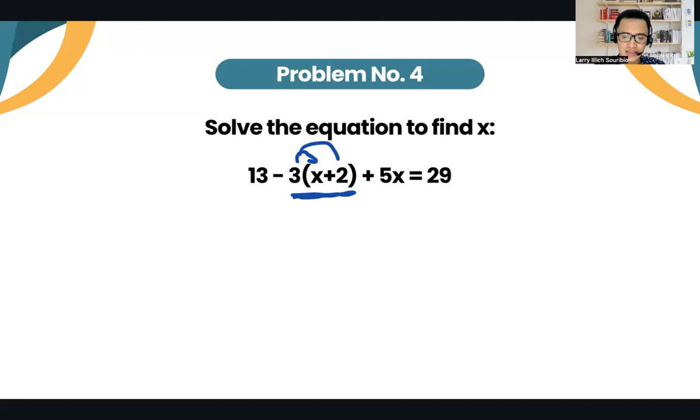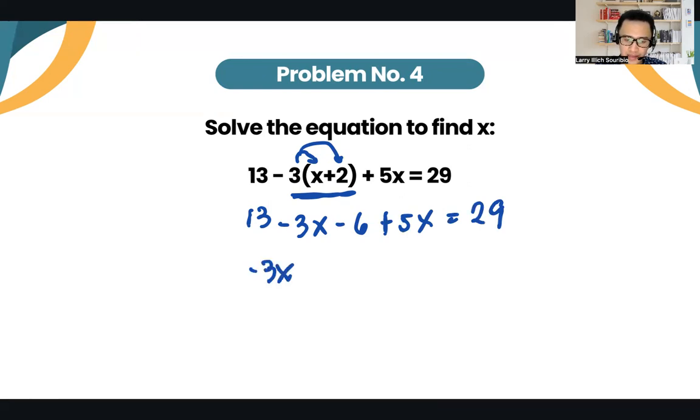3 times x is 3x. It's actually negative 3 times x is negative 3x. And then negative 3 times positive 2 is negative 6. Then we copy the rest: 13 minus 3x minus 6 plus 5x is equal to 29. Okay? So let's start grouping again our numbers. We have negative 3x plus 5x plus 13 minus 6 is equal to 29.